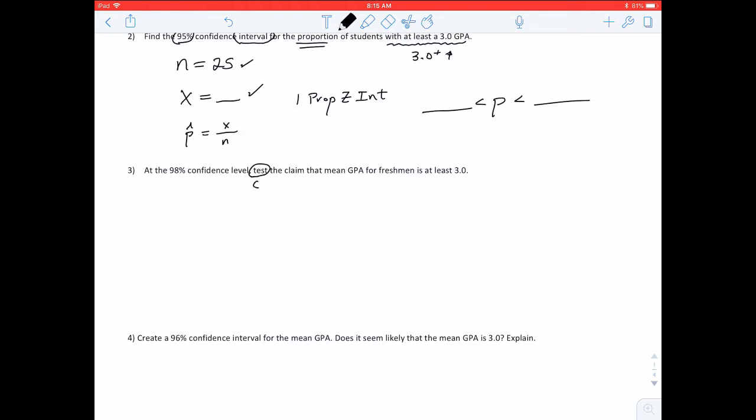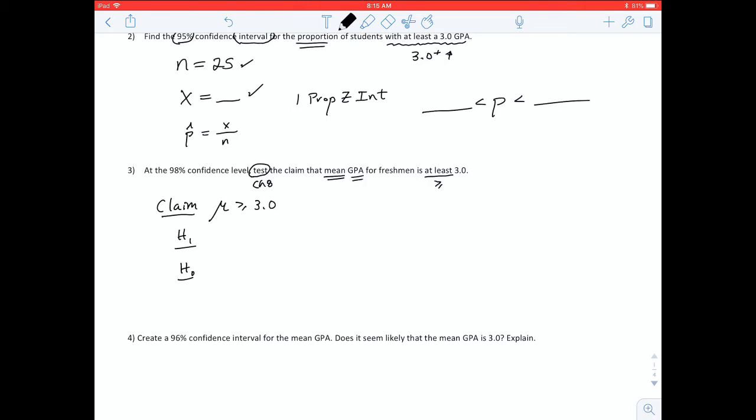On to number 3. So it says test, so that means chapter 8, which means you need to write down the claim, and the claim is about the mean. And then the words at least 3.0 mean bigger than or equal to. So the claim is that the mean is bigger than or equal to. And then write down H sub 1 and write down H sub 0.